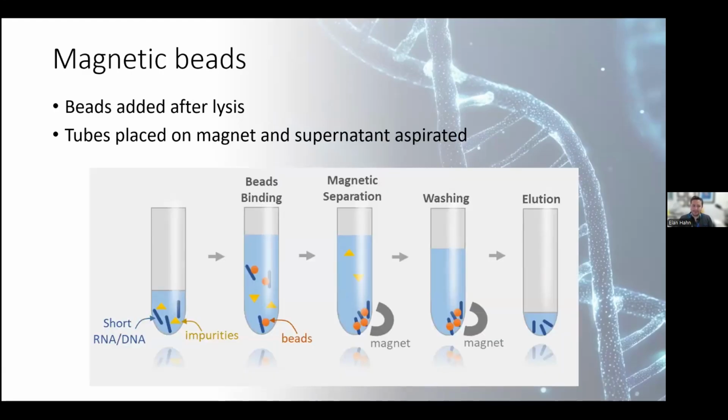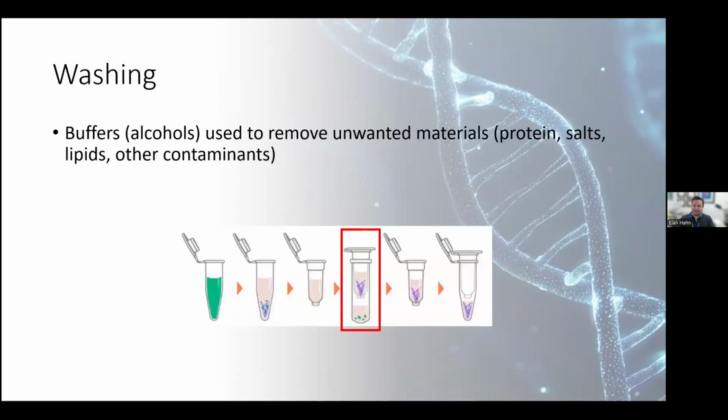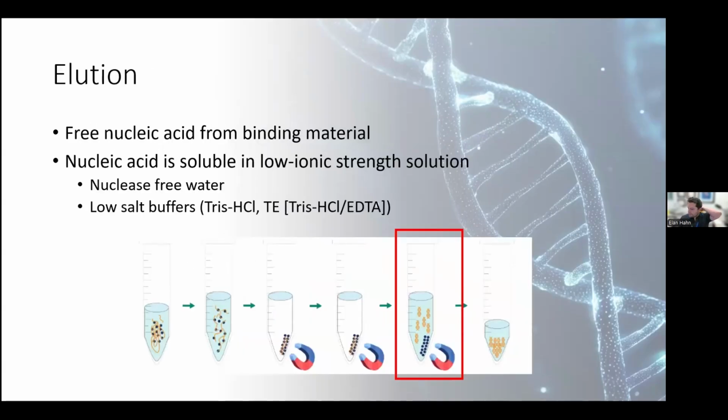And here, a similar principle is by beads. After lysis, you add magnetic beads. Then you wash away the unbound substances, which would be the contaminants. Then you elute the nucleic acid from the magnets, and that's what you use. So washing, use buffers or alcohols to remove unwanted materials like protein, salts, lipids, other contaminants. And elution, you're trying to free nucleic acid from that binding material. Nucleic acid is soluble in low ionic strength solution, so we could use nuclease-free water or low salt buffers.